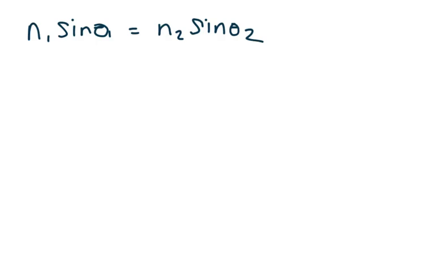So reviewing Snell's law, remember that in Snell's law, n1 sine theta 1 equals n2 sine theta 2. Right, so you can remember it that way, or you can remember that sine theta 1 divided by sine theta 2 equals n2 divided by n1, so depending on how you want to do that.